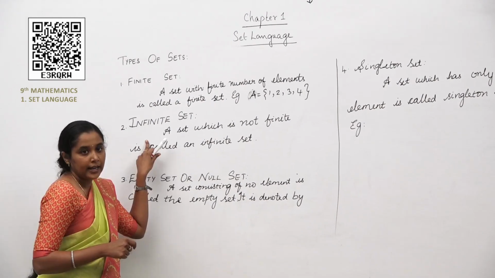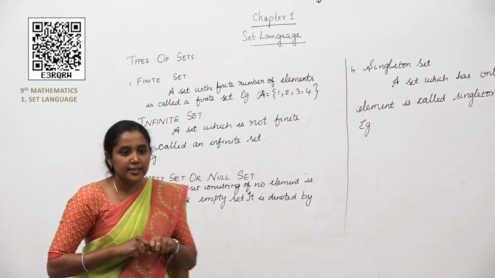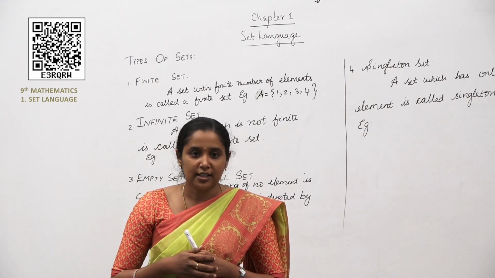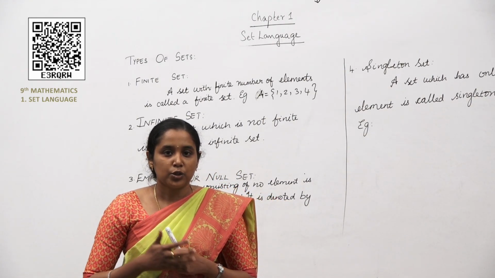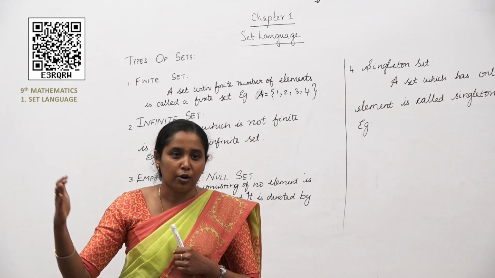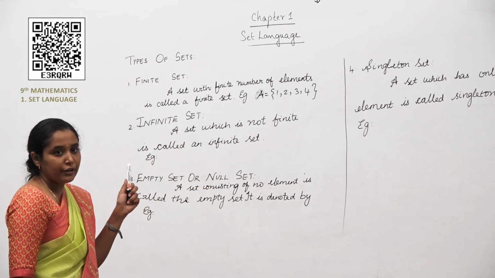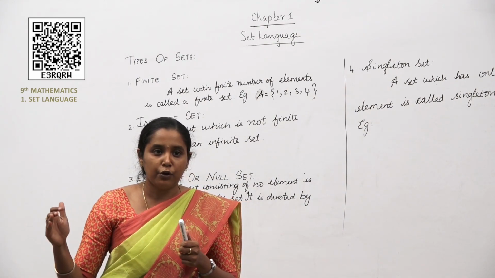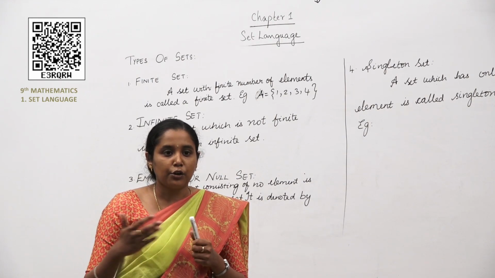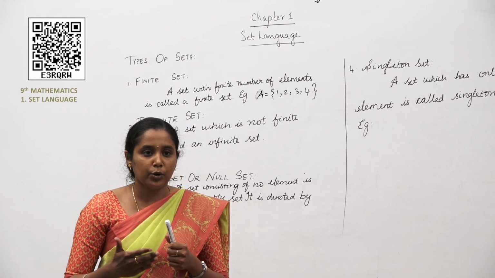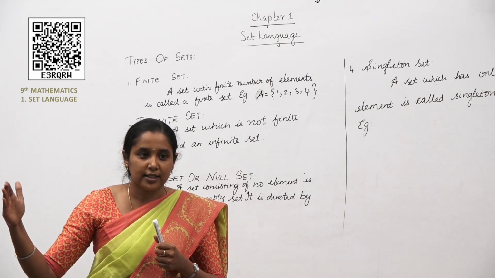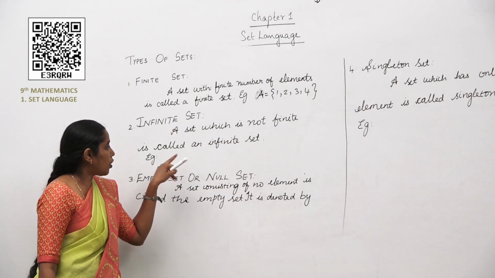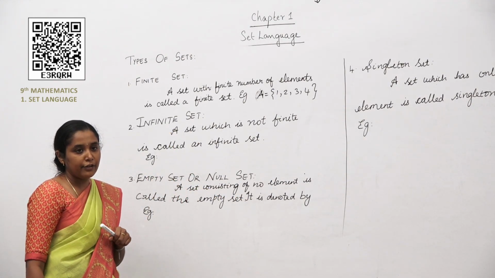The second one is infinite set. For example, at night when you look at the stars, can you count the stars in the sky? You can't count them. When you are counting 1, 2, 3, it goes on, uncountable. The set of natural numbers N is equal to {1, 2, 3, 4, 5, etc.}. It goes on. Set of whole numbers: how will you write it? {0, 1, 2, 3, 4, 5, 6, etc.}. It is uncountable. A set which is not finite is called an infinite set.